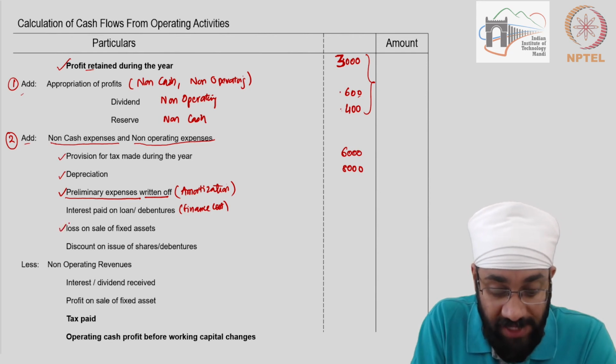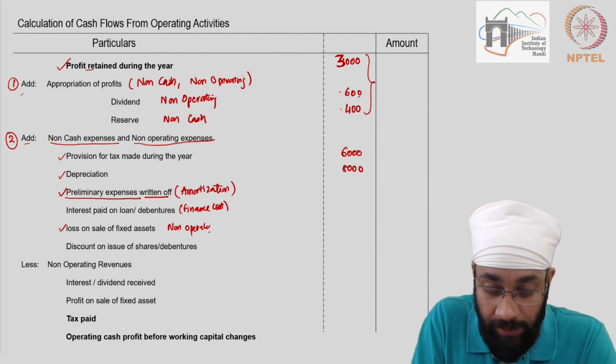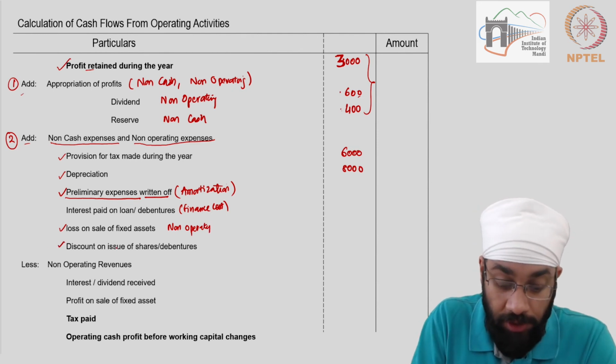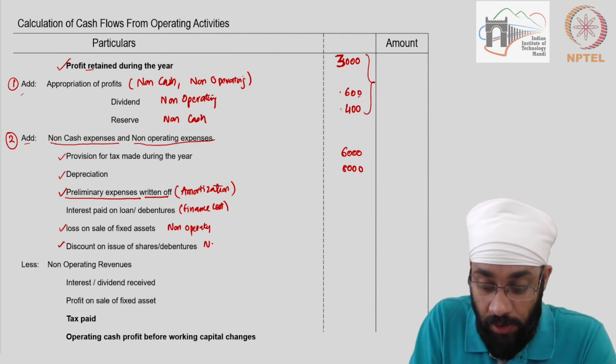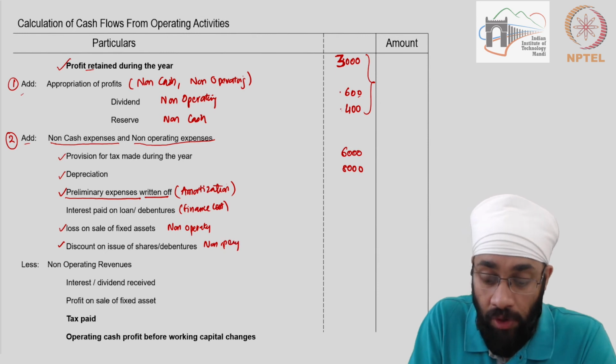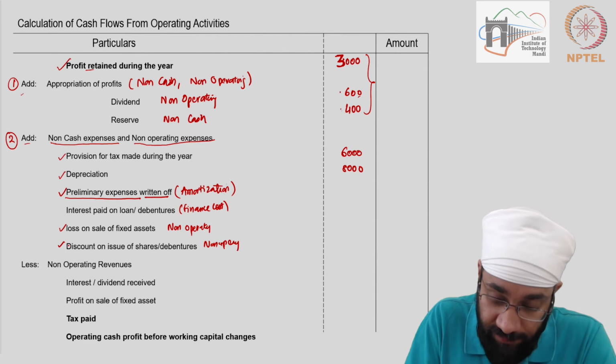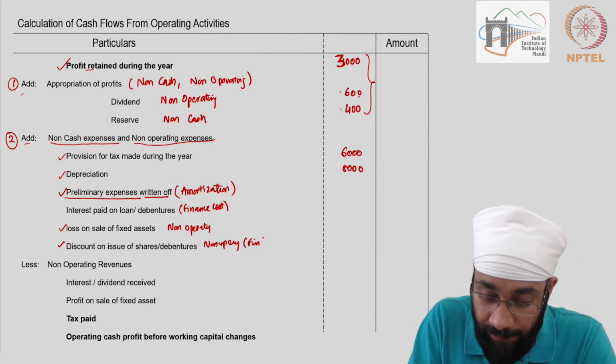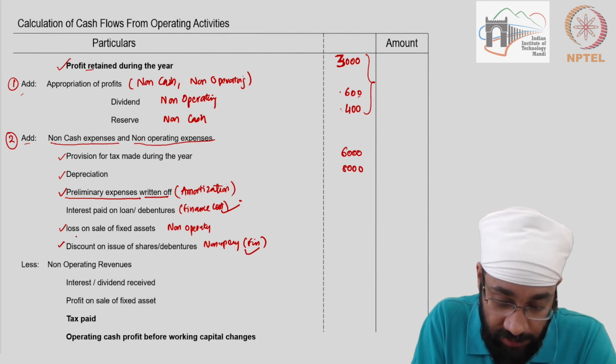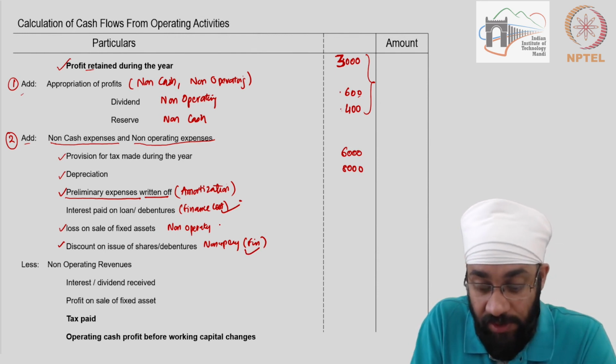Loss on sale of fixed asset is also a non-operating item. Discount on issue of shares and debentures is also a non-operating expense, or basically a finance expense. So this is a financial expense actually. This is also finance cost. Loss on sale of asset is actually an investing item.